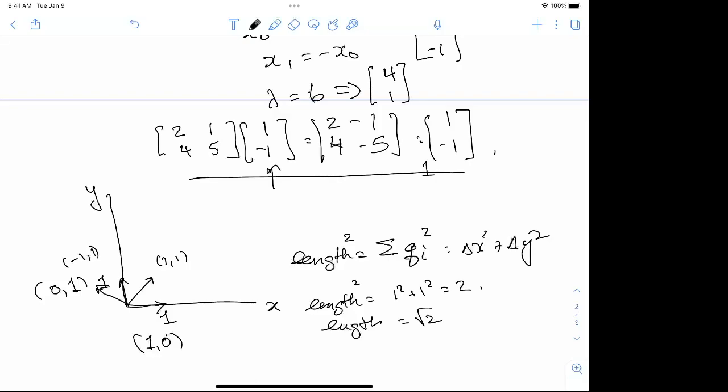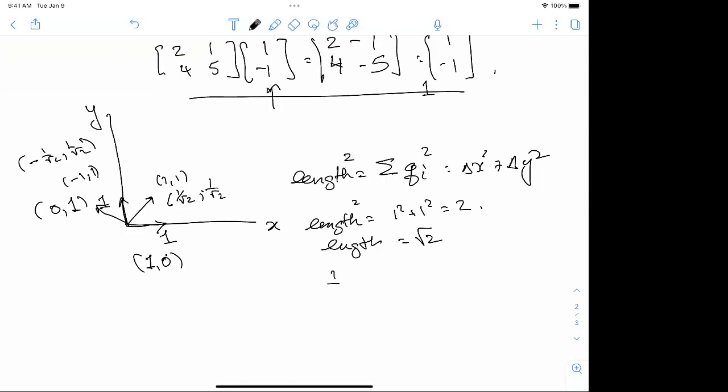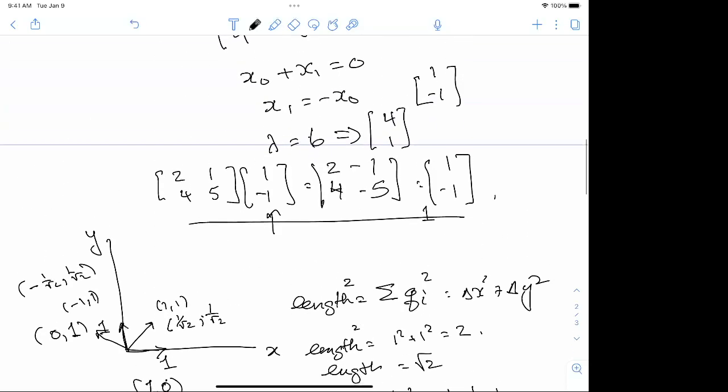Meaning if I want this to be a unit vector, I actually want this to be 1 over square root 2, comma, 1 over square root 2. And up here I want this to be negative 1 over square root 2, 1 over square root 2. And now when I take 1 over root 2 squared plus 1 over root 2 squared, well, that's 1/2 plus 1/2, which equals 1. So now we've normalized our eigenvectors. And so really I could choose to write this as 1 over root 2, 1 over root 2.